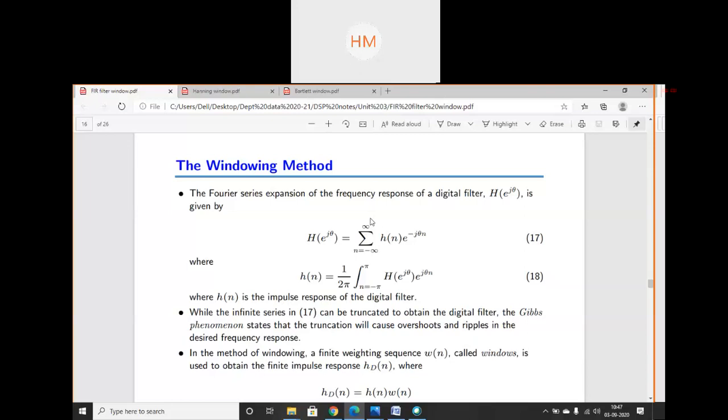In the window technique, the desired frequency response of any digital filter is periodic in frequency and can be expanded in a Fourier series. So the Fourier series equation is written like this: H of e to the power j theta, or H of e to the power j omega. In place of theta, you can write omega also. Okay, students, this H of e to the power j omega is equal to summation n is equal to minus infinity to infinity h of n e to the power minus j omega n.